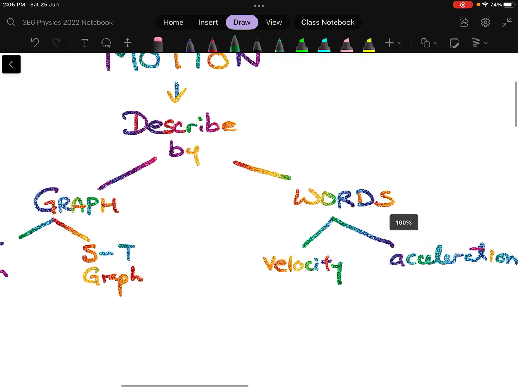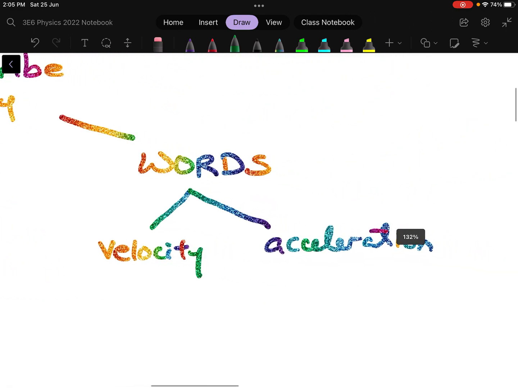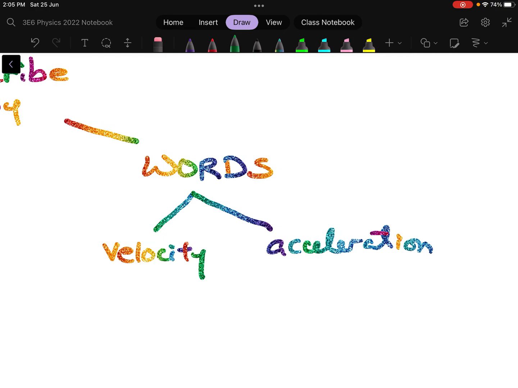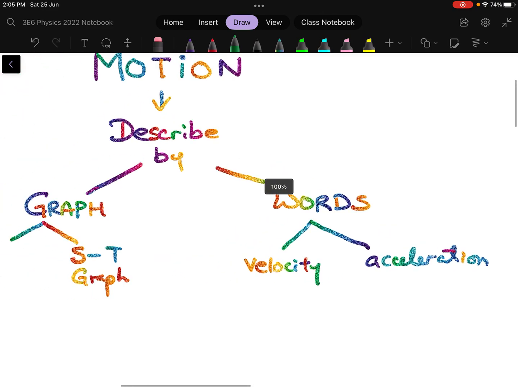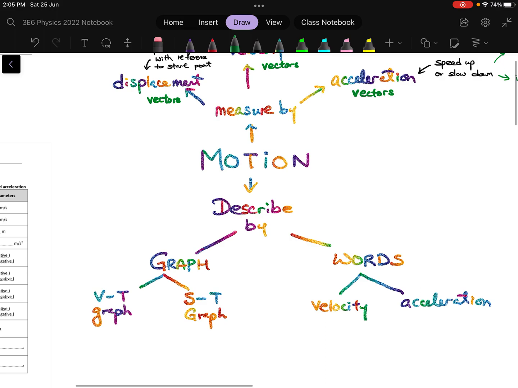Then after that, we will also learn how to describe motion in words, in terms of velocity and acceleration. So things like, it is moving at constant velocity, increasing velocity. What does decreasing acceleration mean? Does it mean that it is slowing down? Things like that. So that's what we are going to cover today.